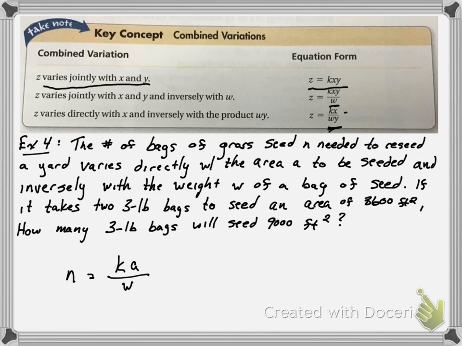If it takes 2 3-pound bags of seed to seed an area of 3,600 square feet, well, N is 2, because that's the number of bags, equals the area, which is 3,600 square feet, times k, which we don't know, divided by the weight, which in this case is 3, because we're talking about 3-pound bags. Go ahead and solve, and you end up with k being, it's just calculator work, 1 over 600.